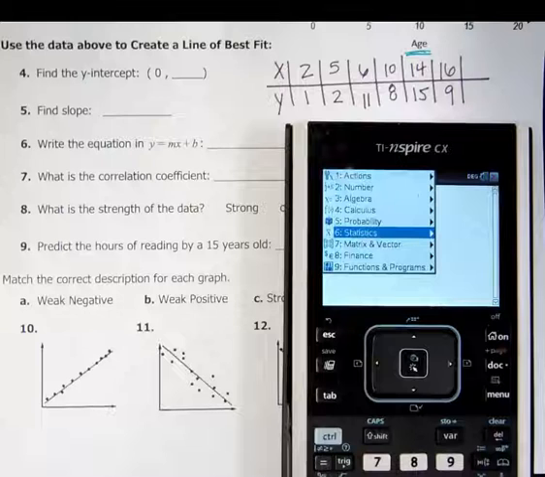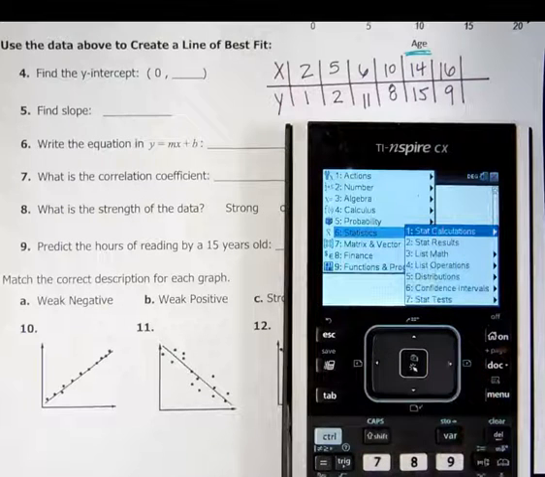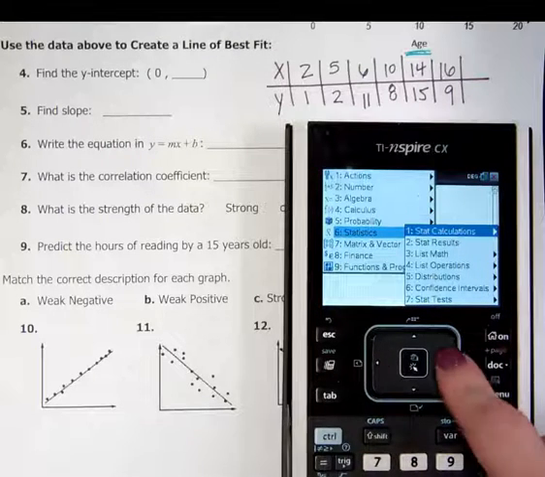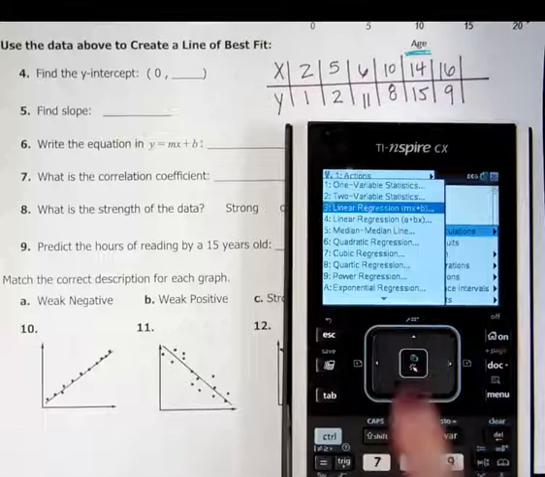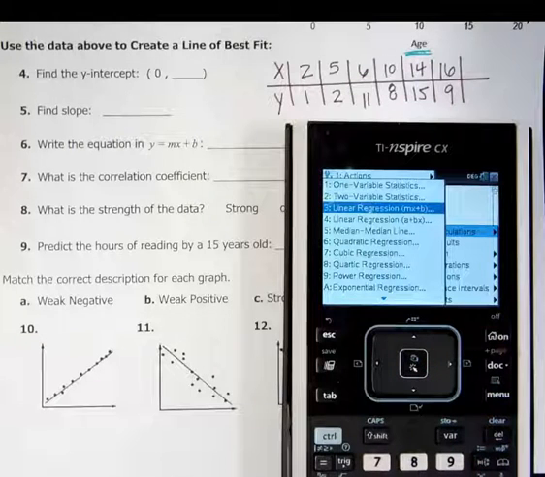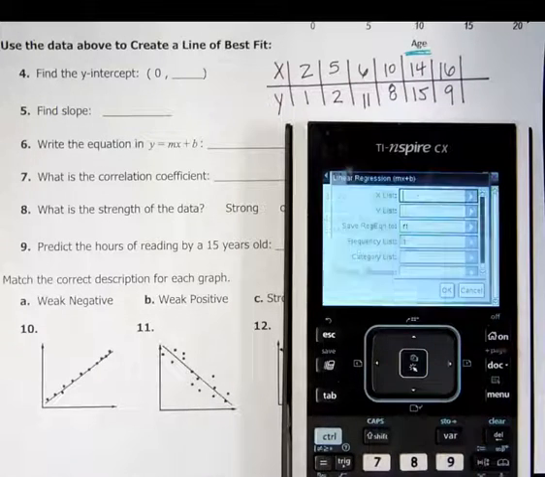Statistics. Stat calculations. Linear regression, mx plus b. Remember, linear regression means I'm trying to get a line, and I'm using lots of dots to help me get that line. That's what regression means.